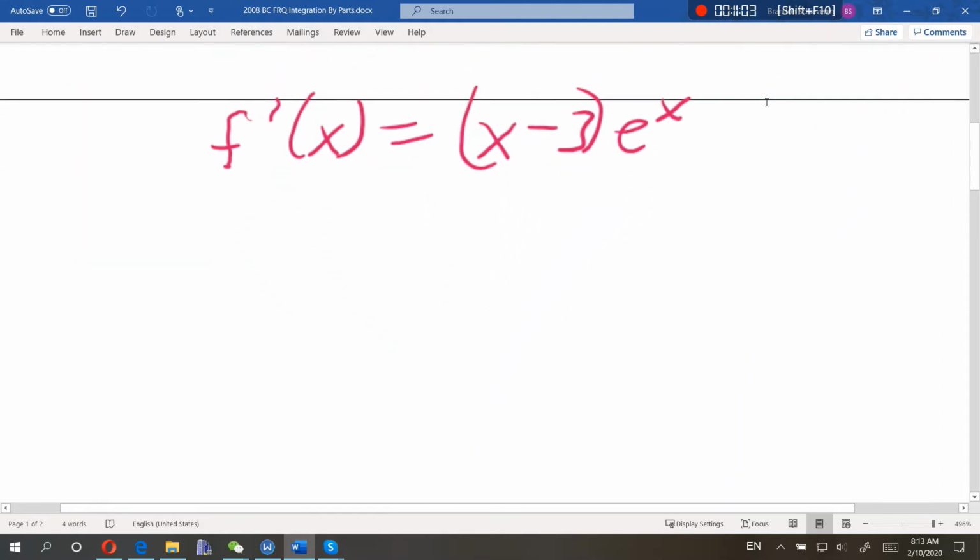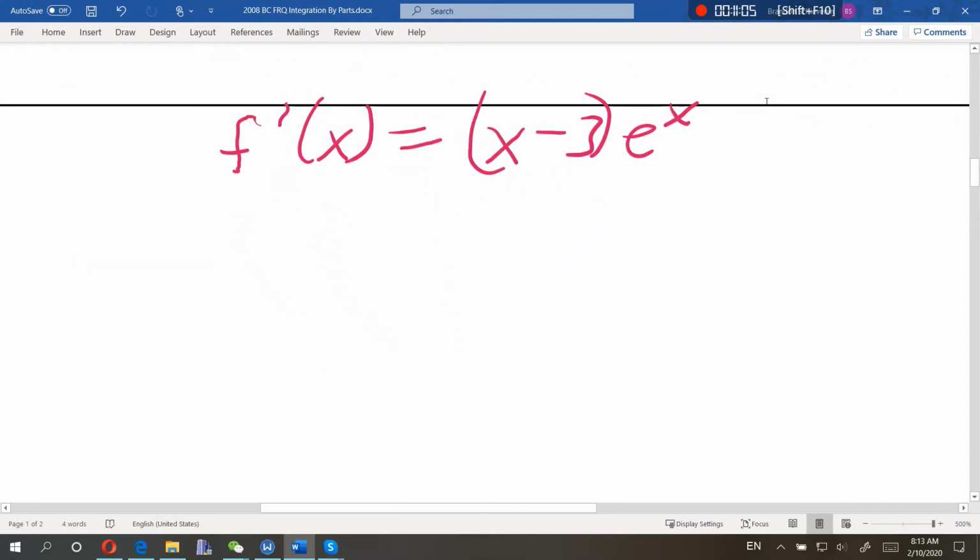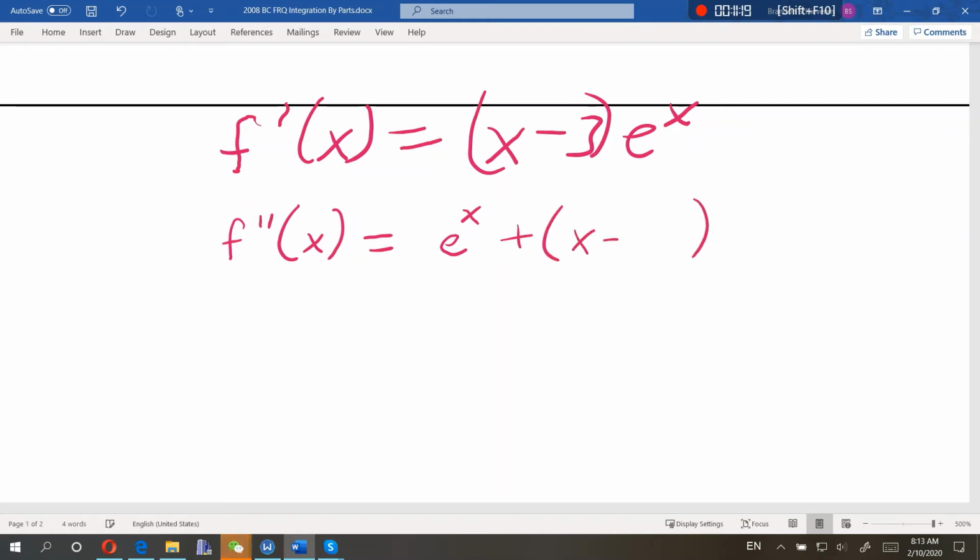So first, what happens when I derive this? So that's x minus, no, that's just x. No, it's 1 times e to the x plus x minus 3 times e to the x power. Okay, and can you simplify? So that's x minus 2 times e to the x power.